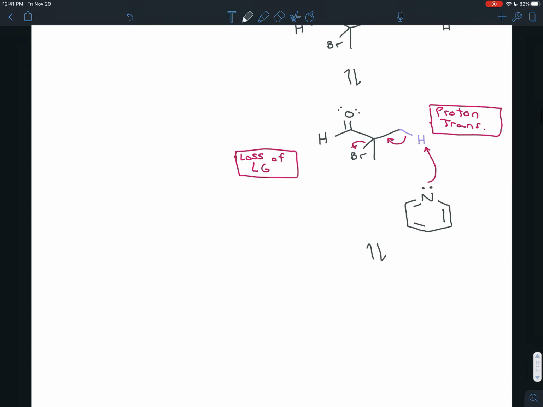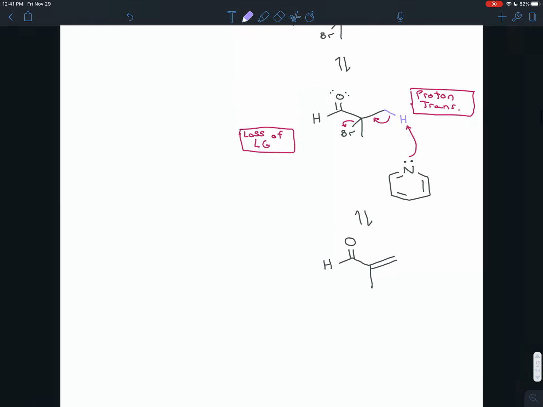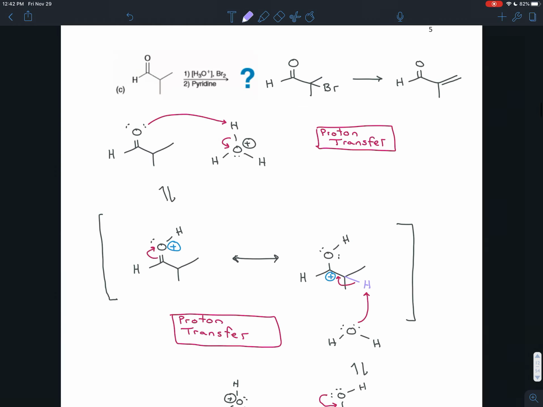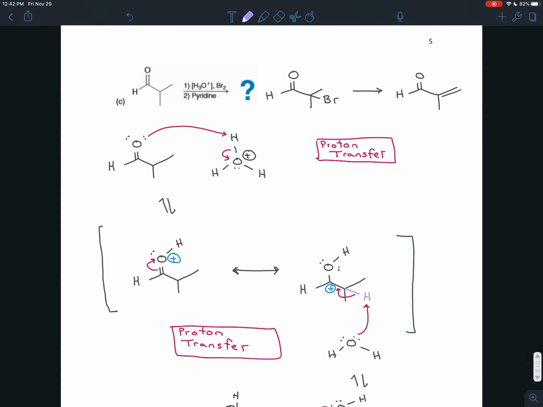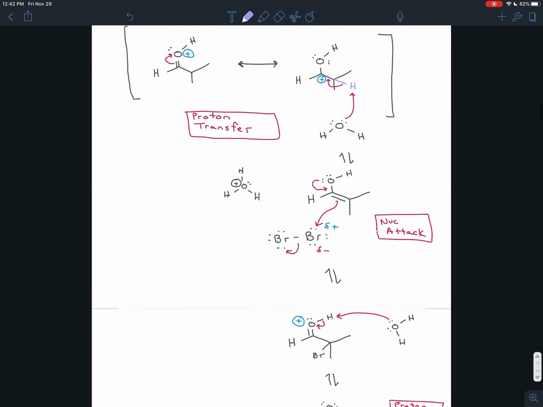And so what you end up with in this case is an alpha-beta unsaturated aldehyde. So remember, the carbon next to the carbonyl carbon is the alpha carbon, then the beta carbon. So it's alpha-beta unsaturated because you have a pi bond between the alpha and beta carbons. And that would be the product for that reaction. And so that's what we predicted also earlier above.